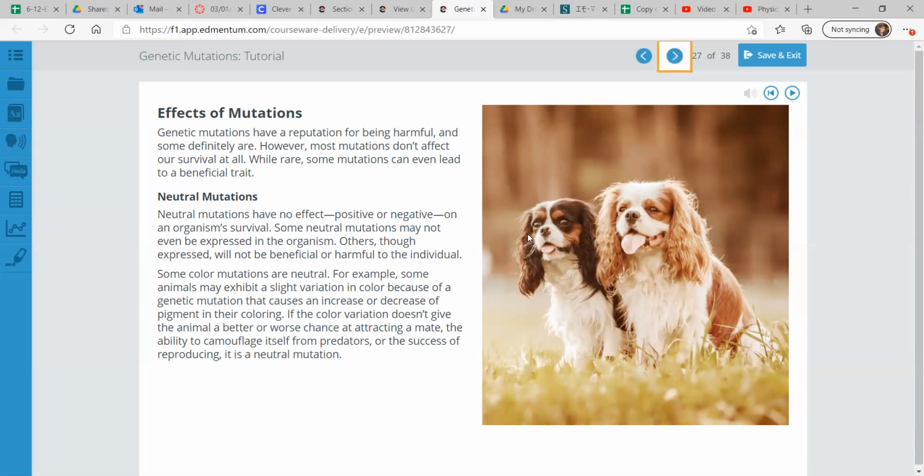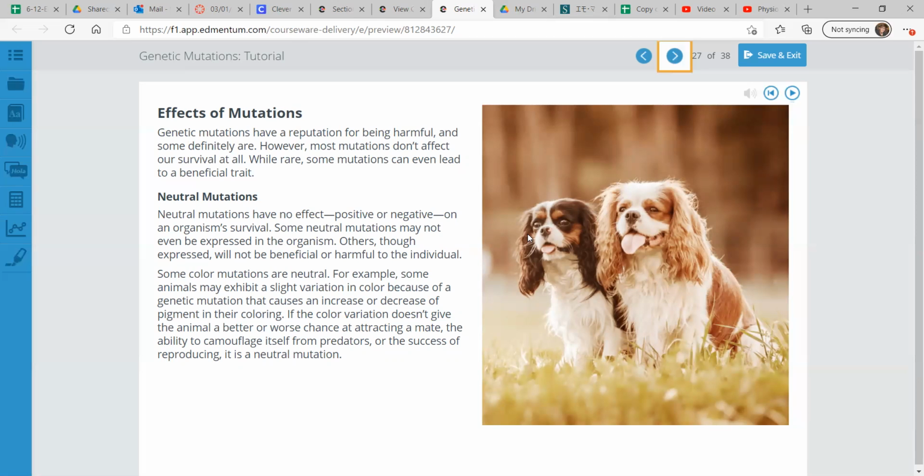They may not even be expressed in the organism. Others, though expressed, will not be beneficial or harmful to the individual. Some color mutations are neutral. For example, some animals may exhibit a slight variation in color because of a genetic mutation that causes an increase or decrease of pigment in their coloring.